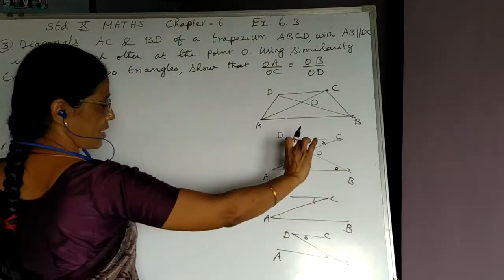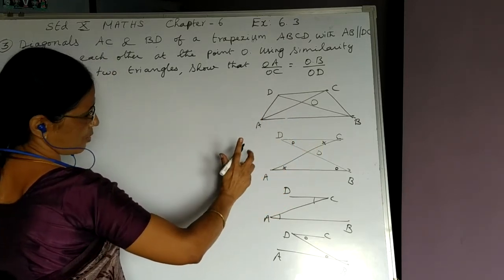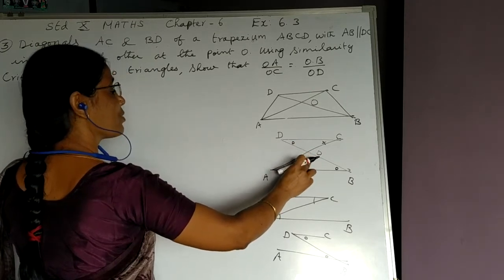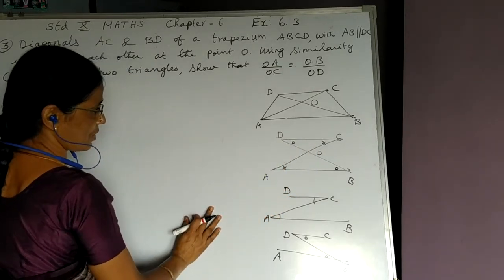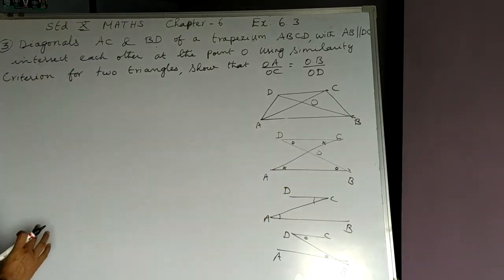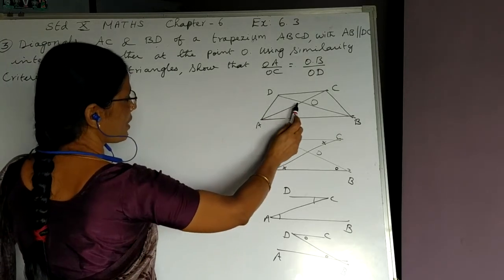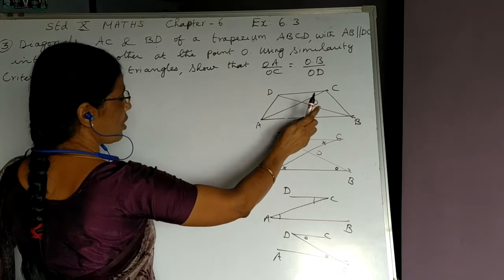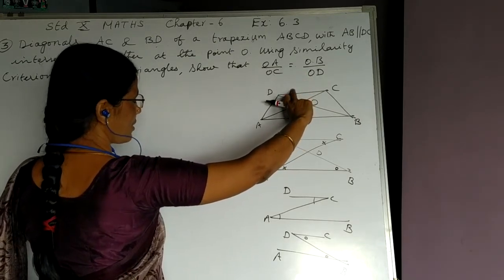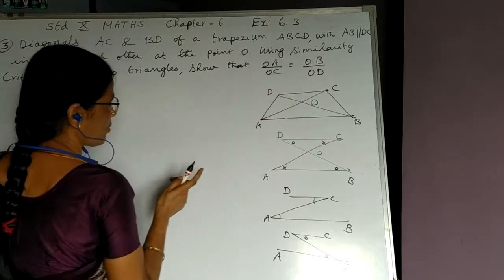If we want, we can take even vertically opposite angles, which are also equal. Here 2 conditions are possible. We can use the AAA criterion of similarity, or we can use the AA criterion of similarity. Here I am going to use AA. If you want, you can use AAA also. So hope you understood the question. We are given a trapezium, the diagonals intersect at the point O, also given AB is parallel to CD. The question is, using similarity criterion, to show that OA upon OC equals OB upon OD.